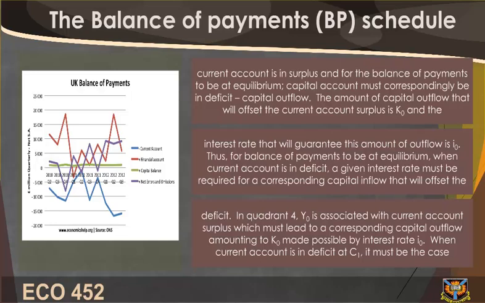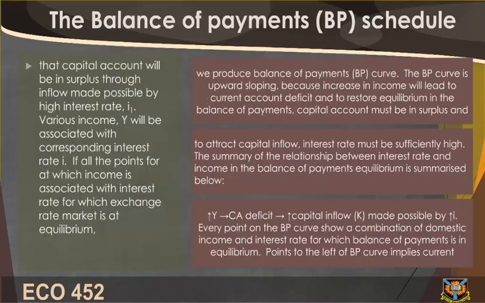Thus, for balance of payments to be at equilibrium, when current account is in deficit, a given interest rate must be required for a corresponding capital inflow that will offset the deficit. In quadrant 4, Y0 is associated with current account surplus, which must lead to a corresponding capital outflow amounting to K0, made possible by interest rate I0. When current account is in deficit at C1, it must be the case that capital account will be in surplus through inflow made possible by high interest rate I1. Various income Y will be associated with corresponding interest rate I.